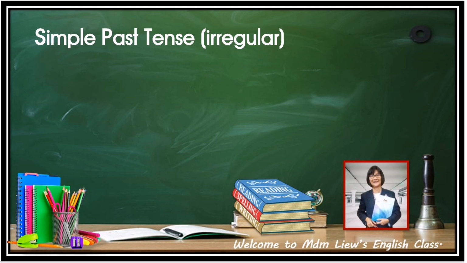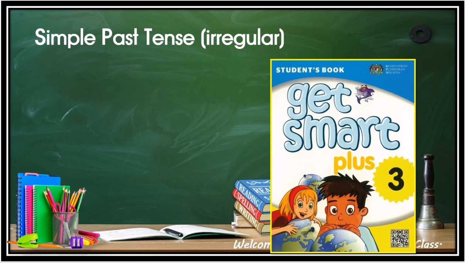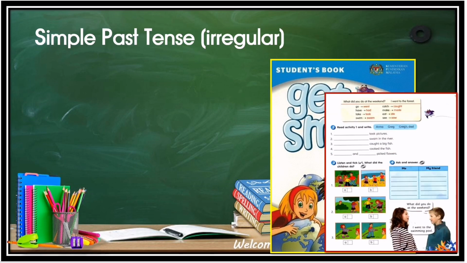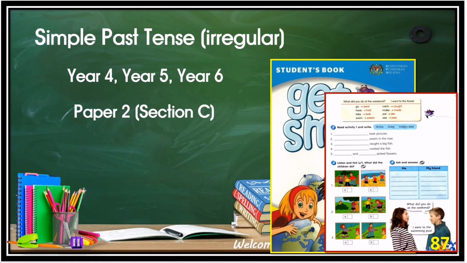In today's lesson, we shall be learning about the irregular verbs in the simple past tense in Get Smart Plus 3 students book on page 87. However, this lesson is also very useful and helpful for Year 4, Year 5, and Year 6 pupils, especially when writing your story in Section C of Paper 2.